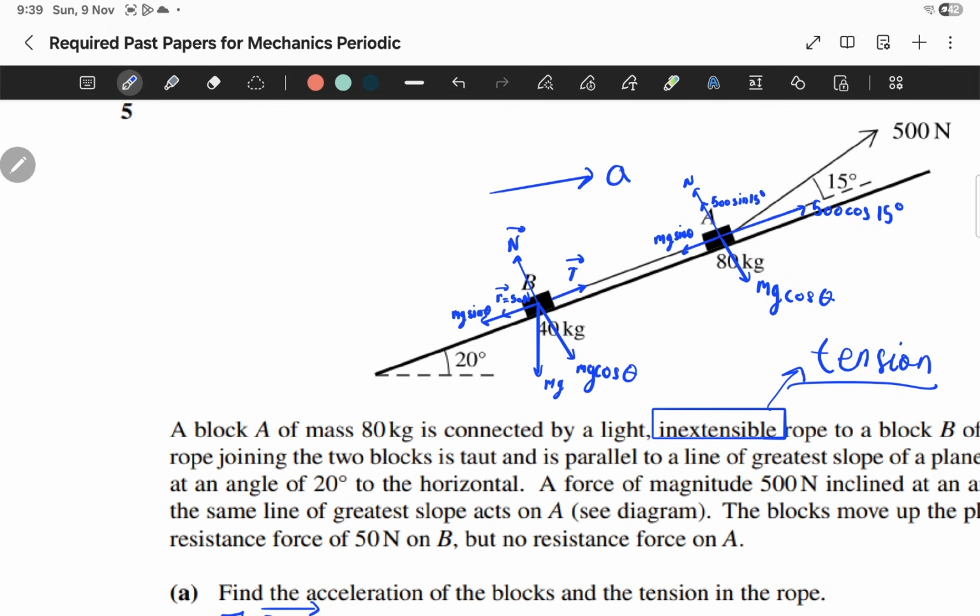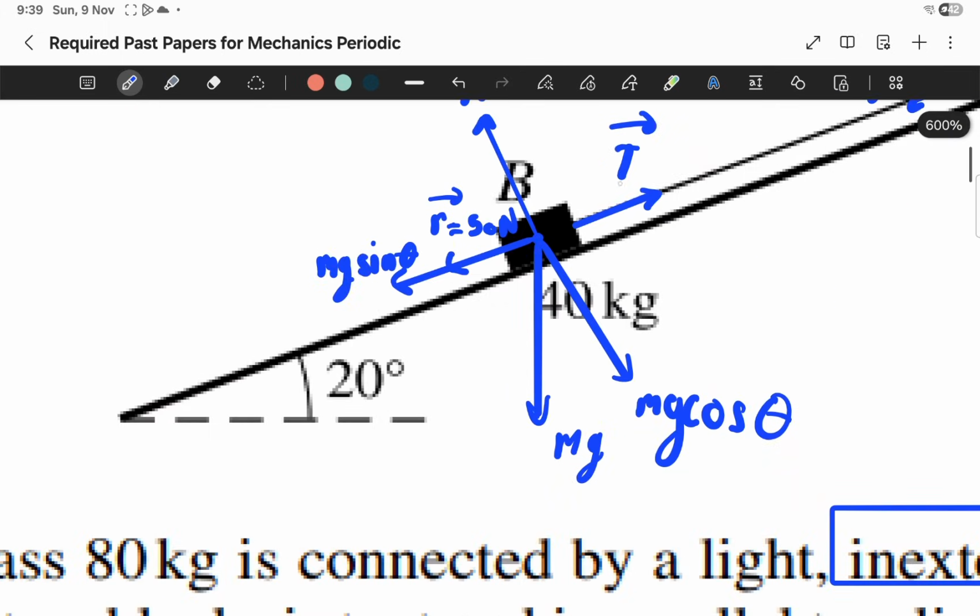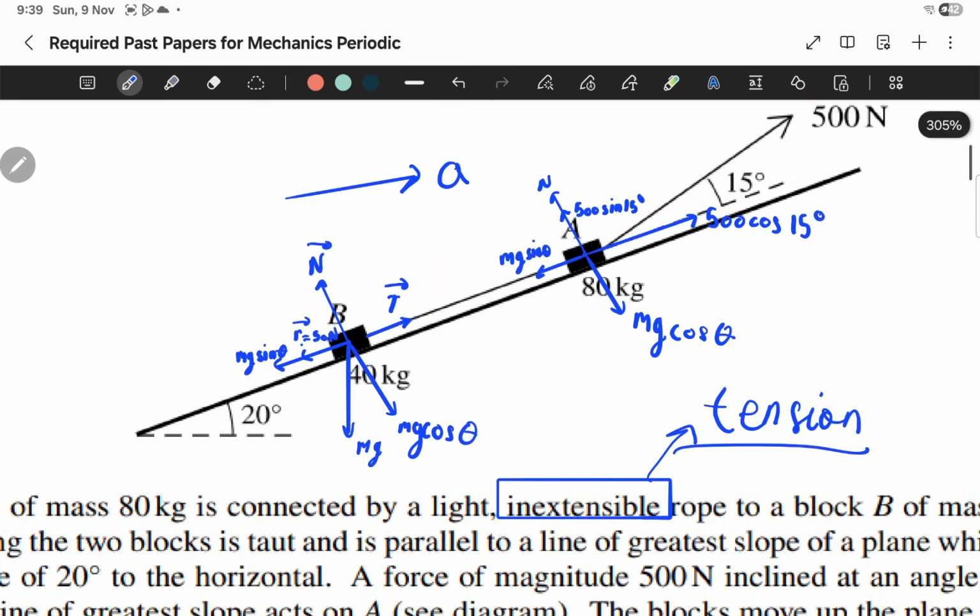Always take the positive sense of whatever you're drawing, because remember, you're going to have positives and negatives. So for example, in our case, tension is positive, R and mg sine theta are negative, right? So we're always taking the positive in the direction of the acceleration.